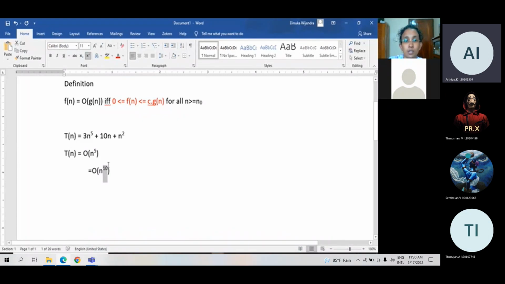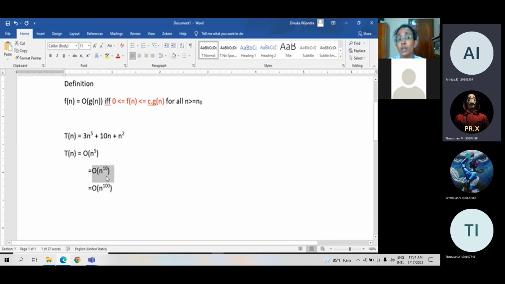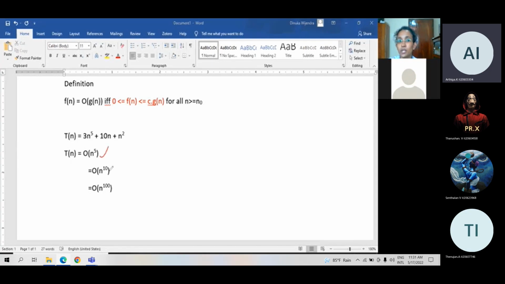For the same question, this is for your additional knowledge: if someone says another answer like n^100, what can you say? You just told me the answer is O(n^5). For the same question, someone says the big O value is n^10, and the other person says the big O value is n^100. What I can say here is that these two answers are also correct.